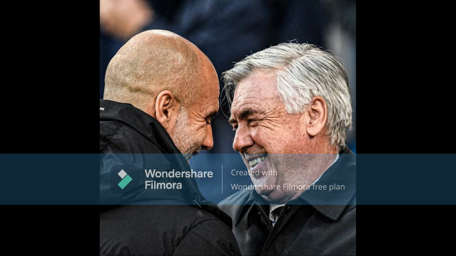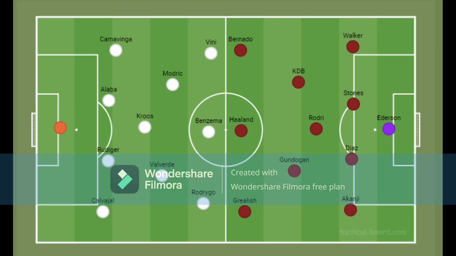And this is how both teams were lined up on the pitch. Manchester City starting with their default 4-3-3 formation and Real Madrid playing with their default 4-3-3 formation, with the above personnel as the starting 11.